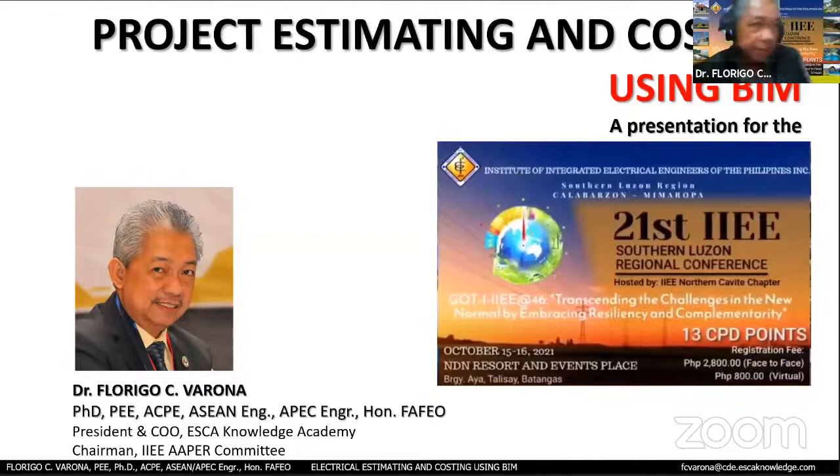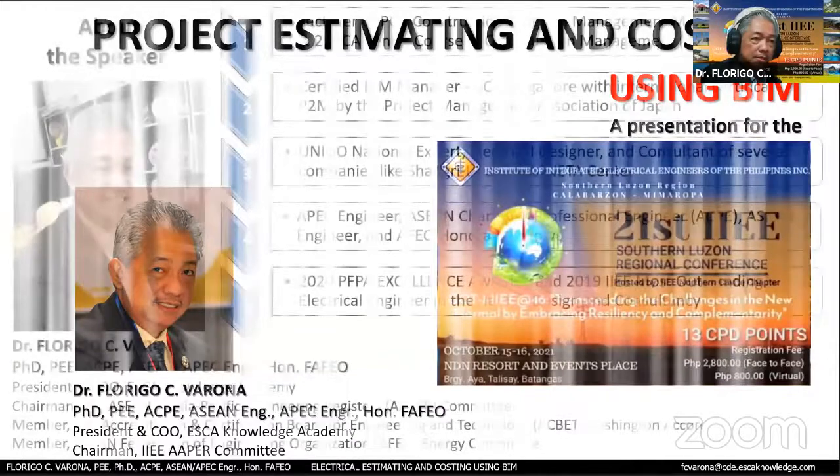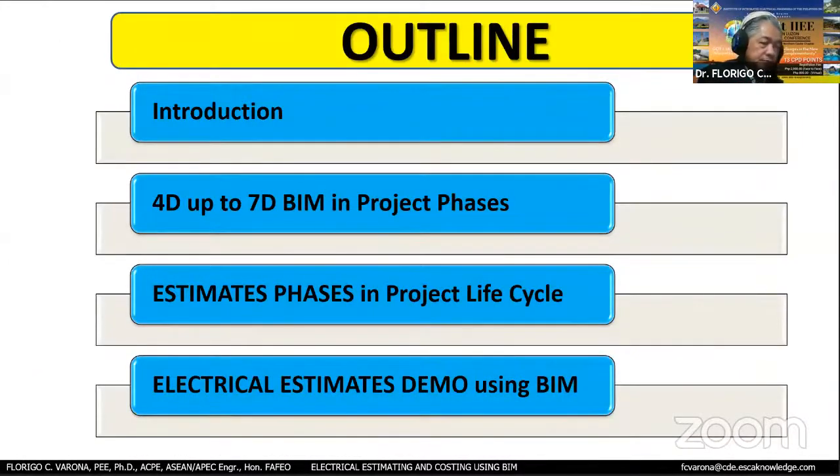Okay, so my topic is about project estimating and costing, but this time we'll be using BIM, or the Building Information Model. I'll come up first with an introduction and then discuss BIM from 4D up to 7D in relation to the project basis. Then I'll discuss estimate phases in the project life cycle, so we can see the relationship of BIM to the estimate phases. The last one will be an electrical estimates demo using BIM.